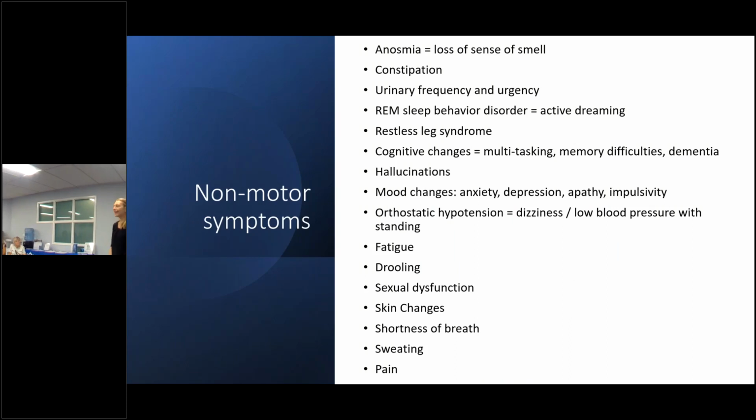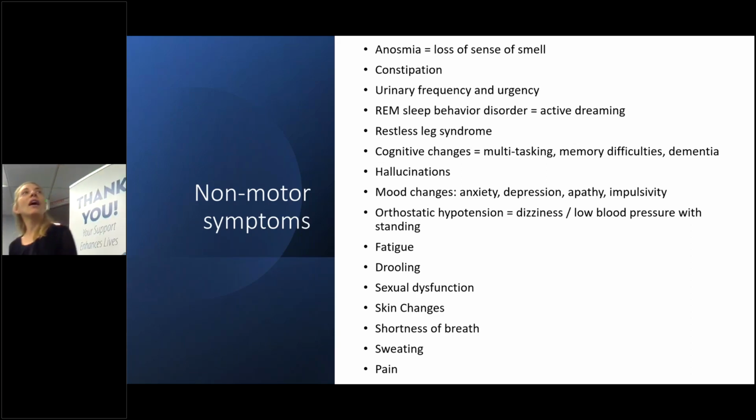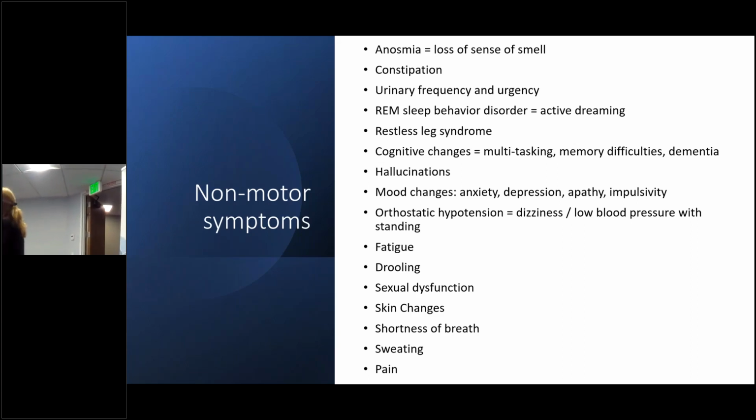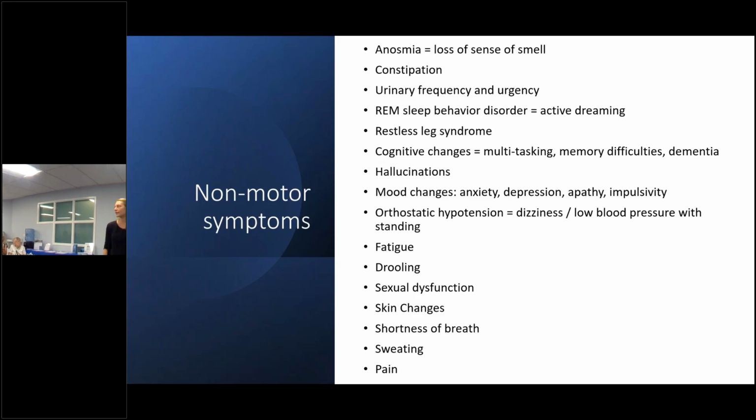Non-motor symptoms, we've made it. So, you know, I could barely fit them on this slide, and I think I had to leave out some. Anosmia, loss of sense of smell, typically precedes motor symptoms by decades, okay? Decades before a person starts to move slow. Constipation can also precede motor symptoms by decades. Urinary frequency and urgency, also that's common as a person gets older. So then how do you distinguish it?